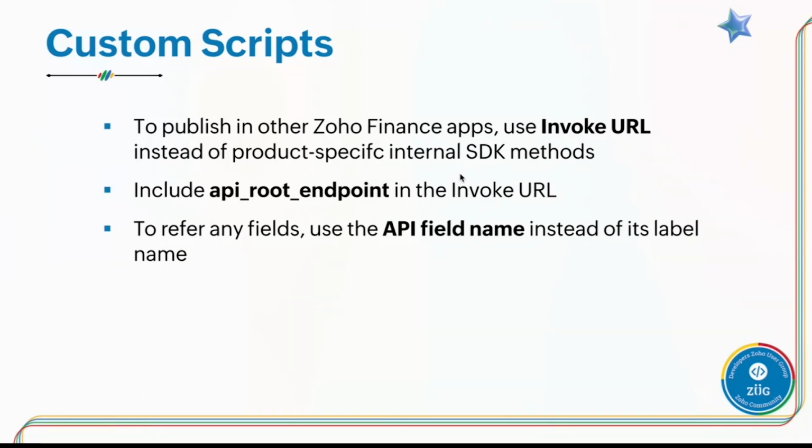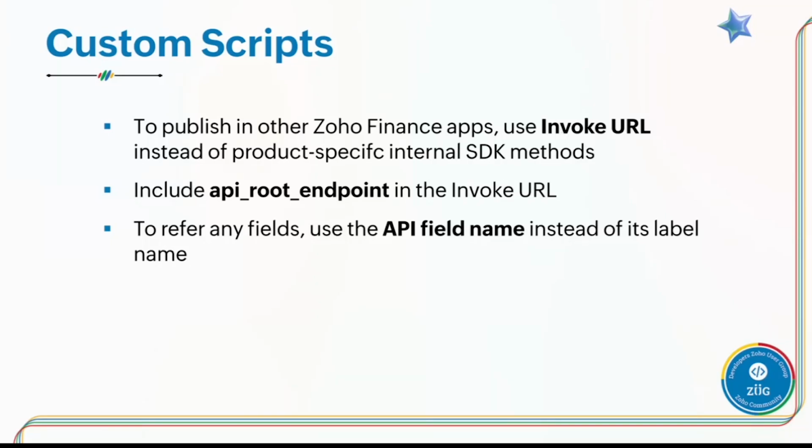Say if you are building an extension for Zoho Books, and if the same extension has to be published for Zoho Inventory, in that case, instead of using the Zoho Books SDK methods to handle the data, you can go with the invoke URL option, so that the same code can be reused for the extension that you will be creating for Zoho Inventory as well.